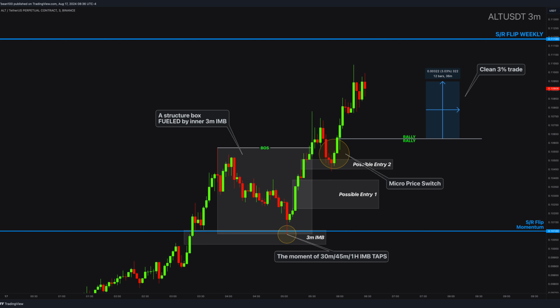In this case, there is still a clean 3% move to catch here, even if you miss the first trade. And if you use the risk and reward here, you can still have a 1.5R or even 2R clean trade here. Again, the choice is yours, and it depends on your trading style.